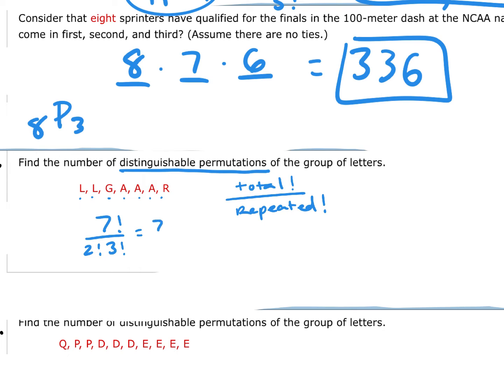So we could write this out. 7 times 6 times 5 times 4 times 3 factorial, and I know that'll cancel out with the 3 factorial on the bottom, so it'll be 2 times 3 factorial. So these cancel. And then 2 goes into 4 twice, so it's 7 times 6 times 5 times 2.